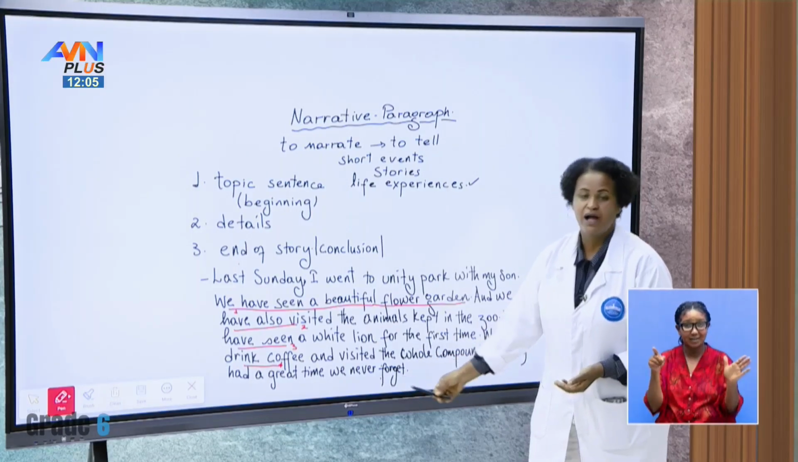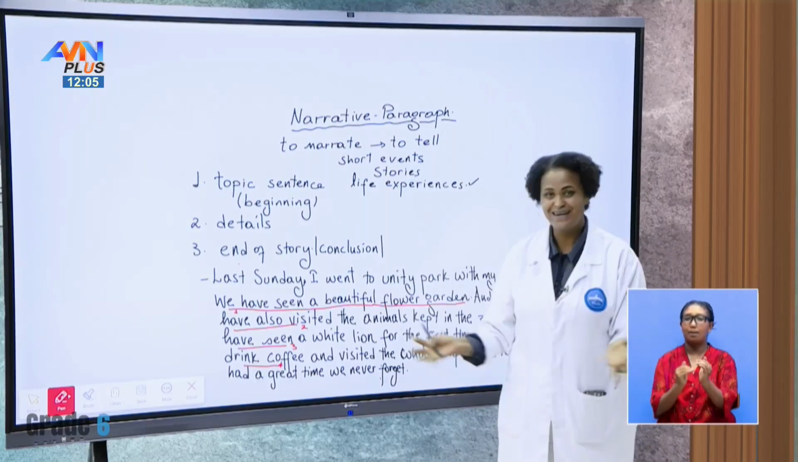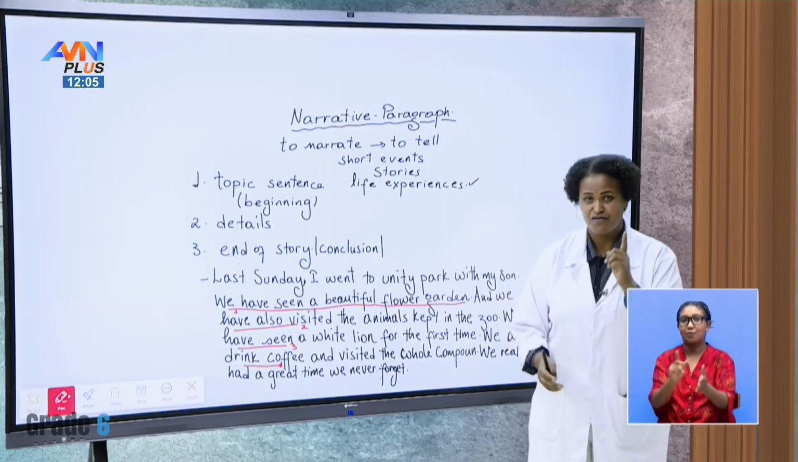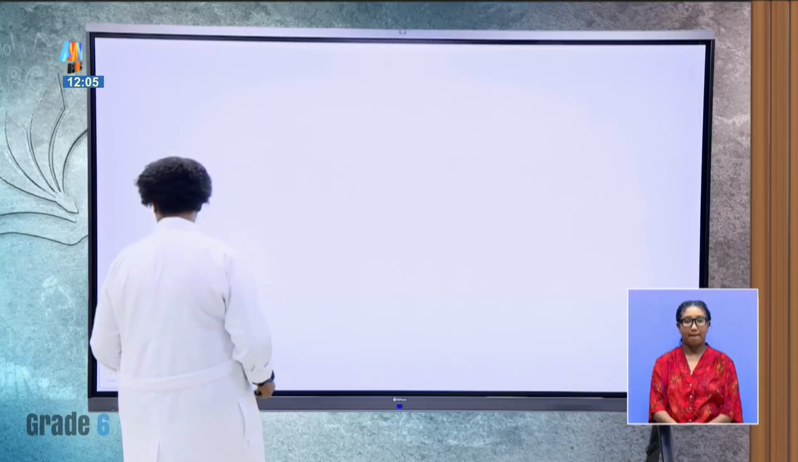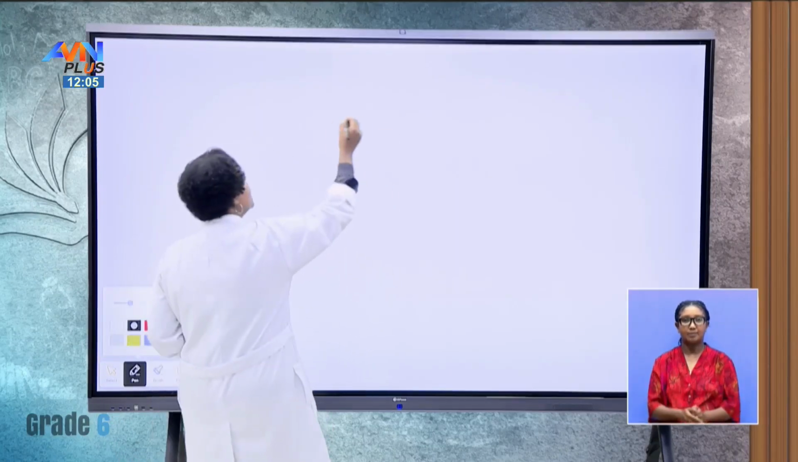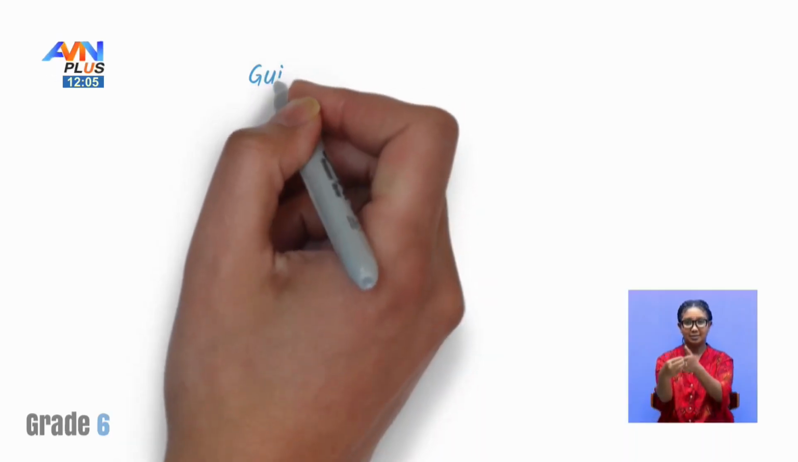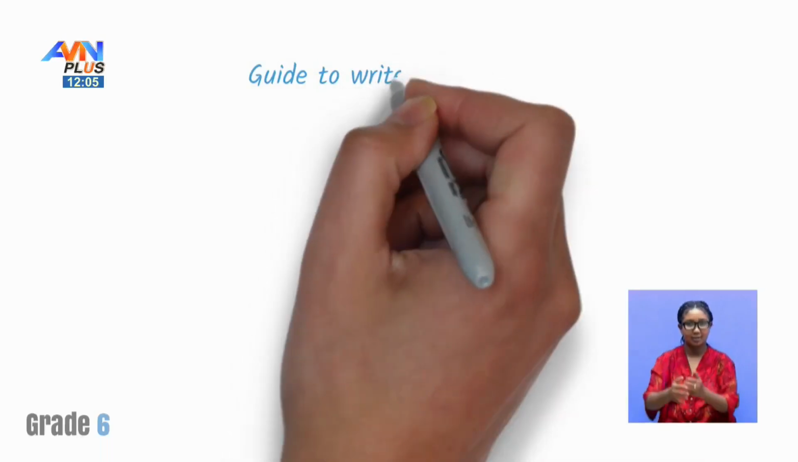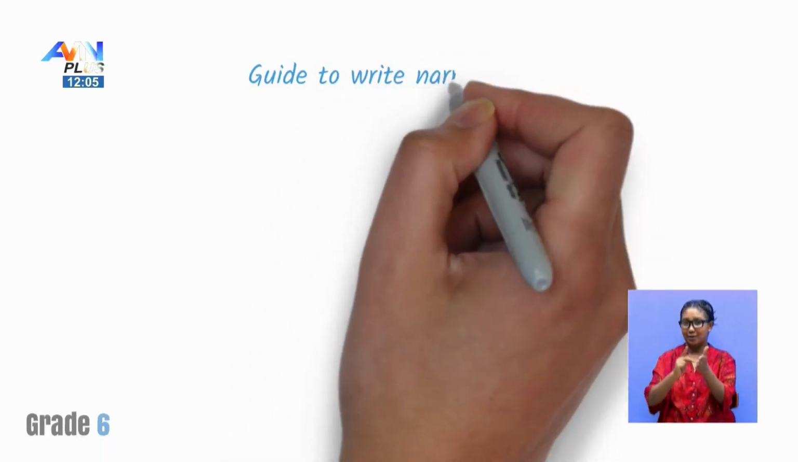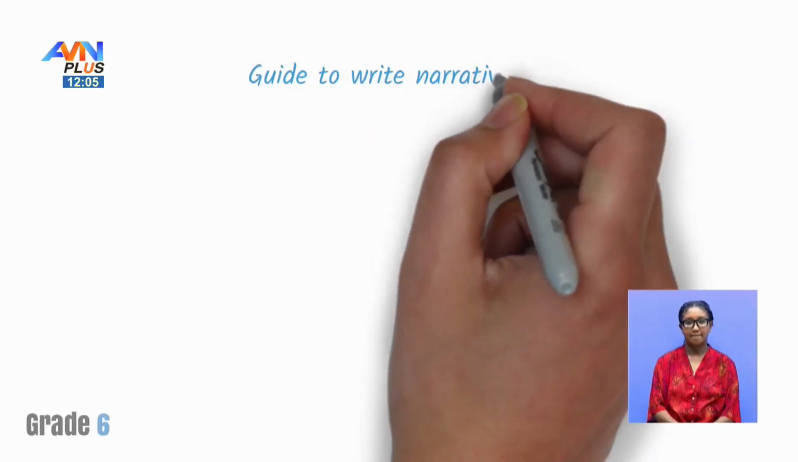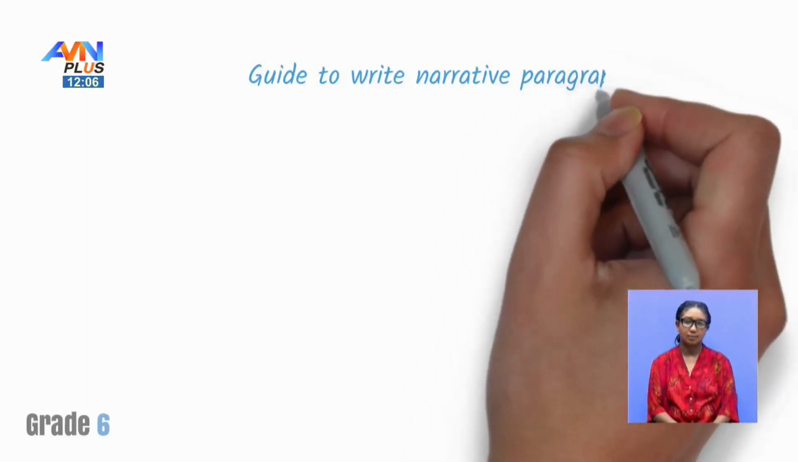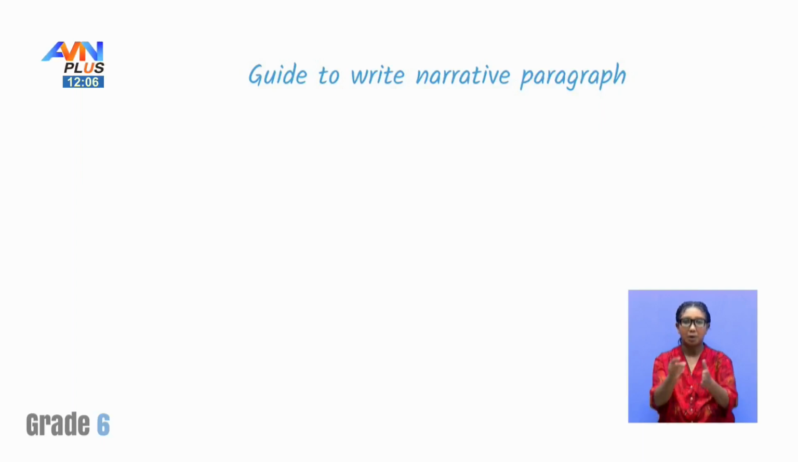Is it clear? I'm sure it is clear, but to make it very clear, let me give you a guide or a short way of writing a narrative paragraph. Follow me this time. Okay, this is the guide to write a narrative paragraph. A guide means a way, yeah? I'm going to show you a short way to write a paragraph.